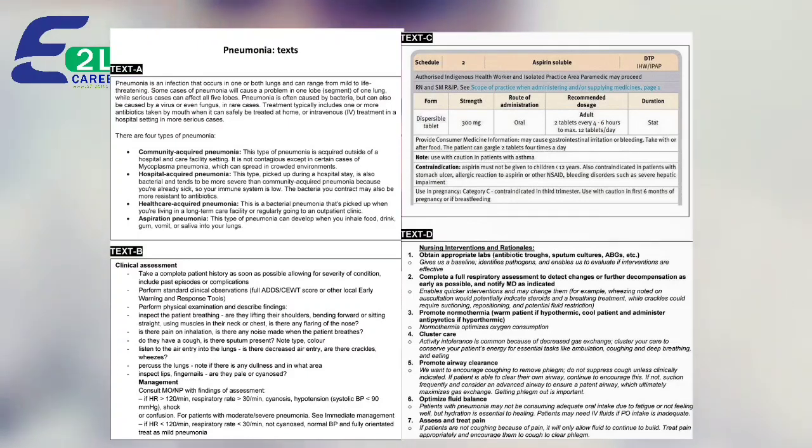Treatment typically includes one or more antibiotics taken by mouth when it can safely be treated at home, or intravenous treatment in a hospital setting in more serious cases. So till now what we read, they provided us information about pneumonia, what is pneumonia, and how people get infected with pneumonia, right?